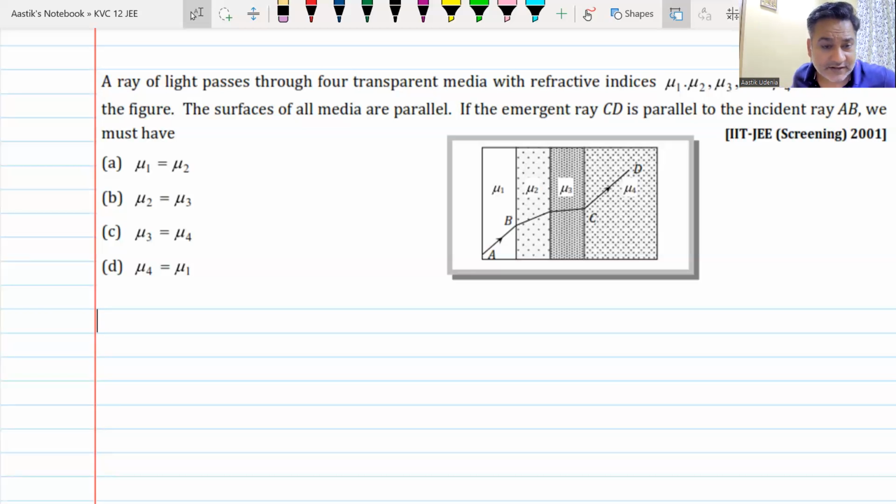Yes, my dear friends, do we have an answer? If this question requires copy and pen, that means the entire class that we did in the last class goes down the drain. And the answer is mu4 is equal to mu1. That is the correct answer.